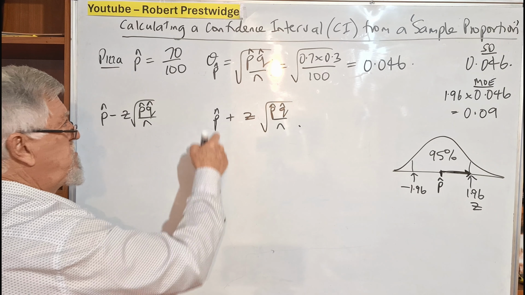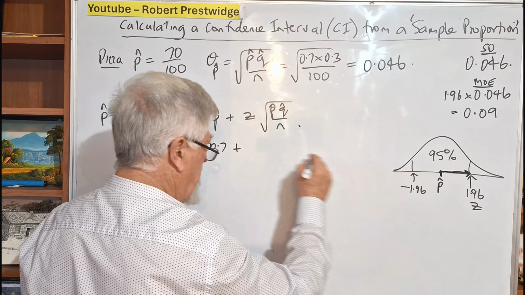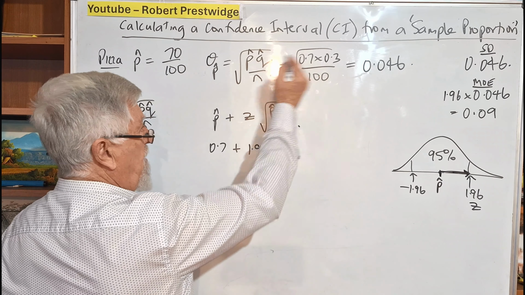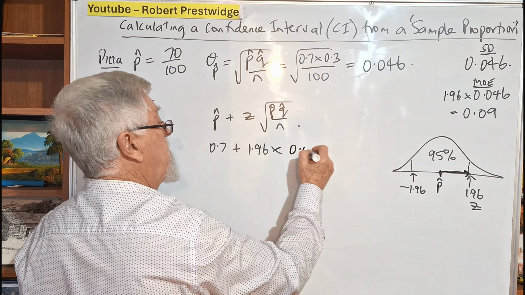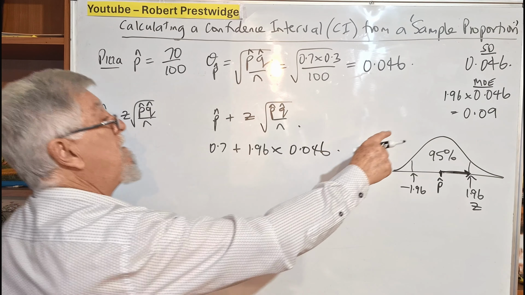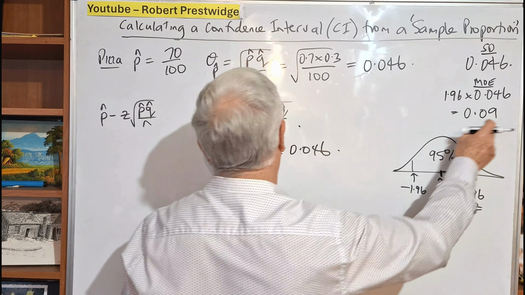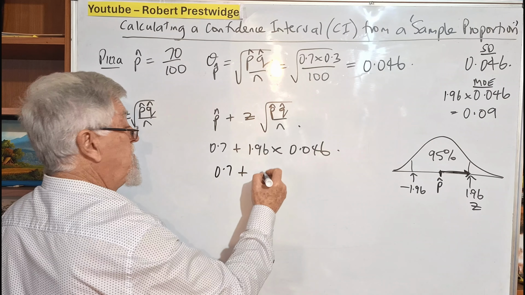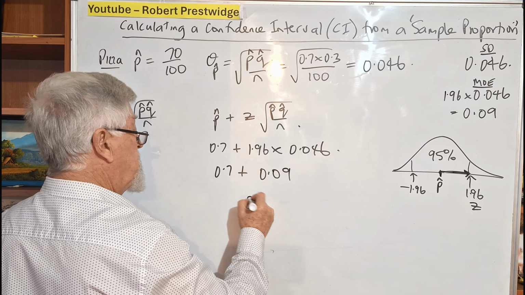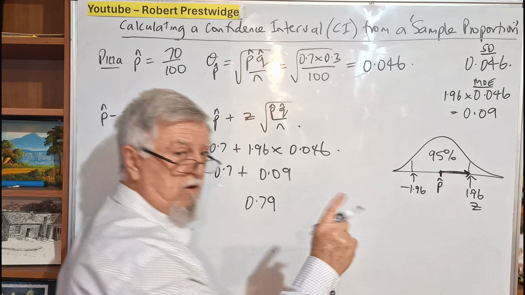So we had a p hat, which is 0.7. We've got a z-score for a 95% confidence interval of 1.96 times the standard deviation, which I've already calculated up here to be 0.046. So let's have a look at what that is. That's going to be 1.96 times that part, which I've already written down here, and it is about 0.09. So that would give me altogether 0.79, which is the upper limit, the value we're going to use for the top of the confidence interval.